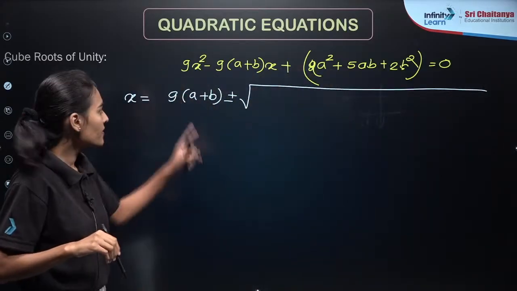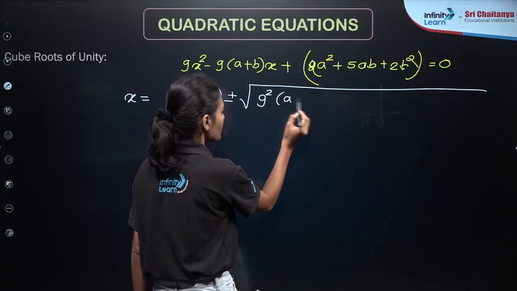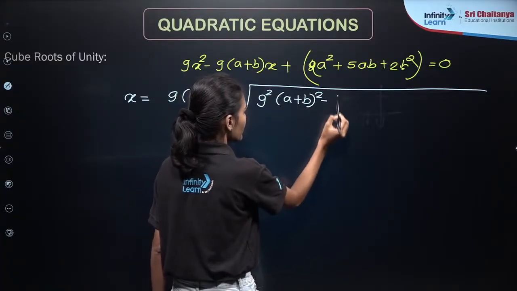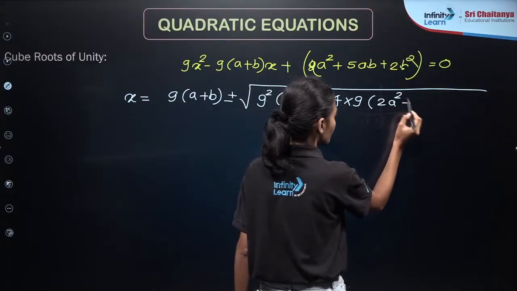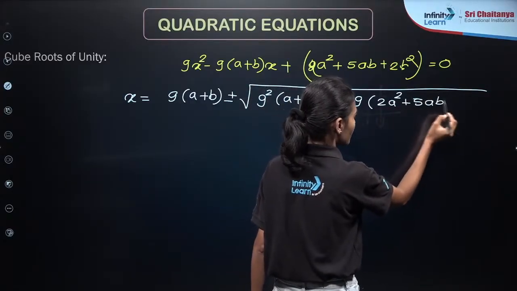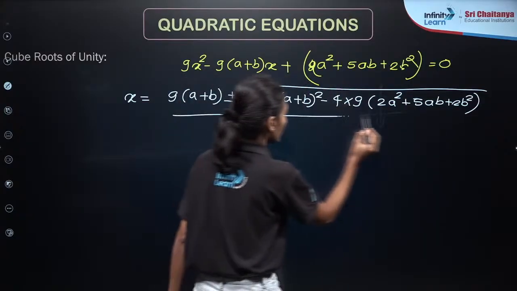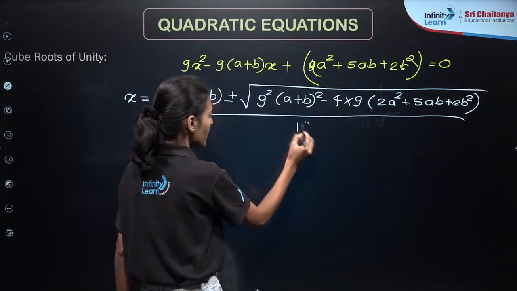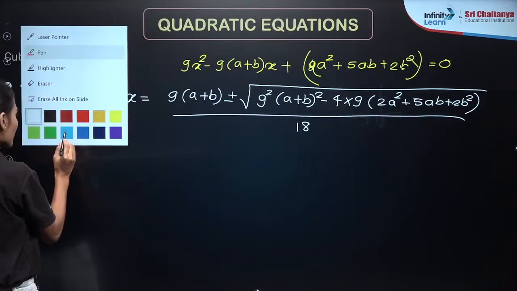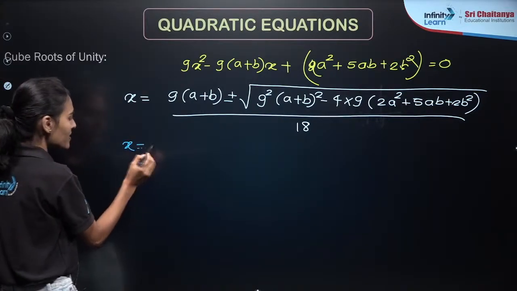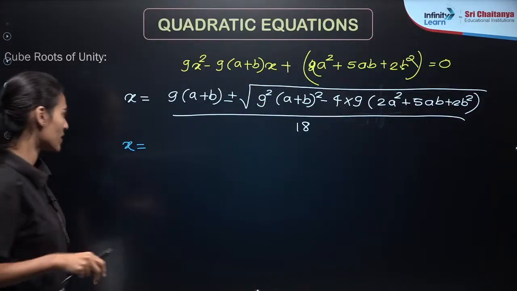B square means 9 square into (a plus b) whole square minus 4 into a into c, divided by 2a. So it is 2 into 9, 18. Now simplify this neatly and you will get your answer. No worries. If the question is correct, you will get your answer correctly. If the question is wrong, then the answer will also be wrong.